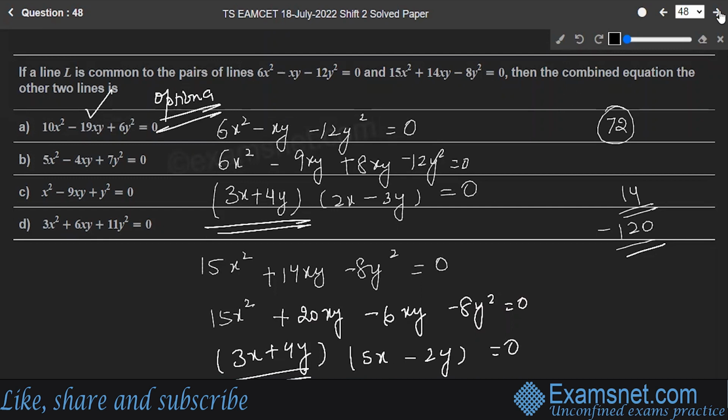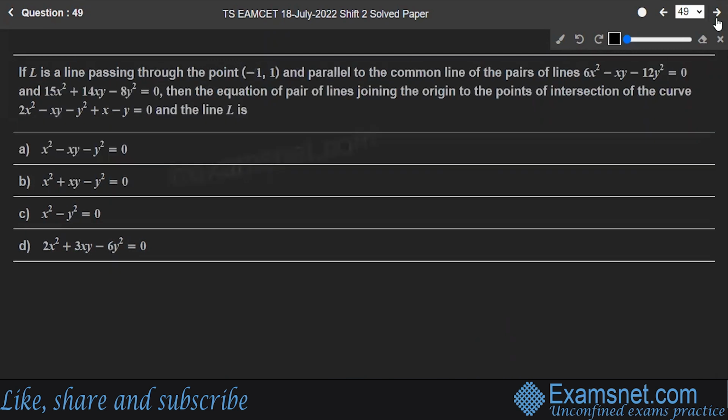Hope you got that. Next is question number 49. If L is the line passing through the point (1, -1, 1) and parallel to the common line of the pairs of lines given, then the equation of the pair of lines joining the origin to the points of intersection of this curve and the line L is. So first thing, you have to find out the common line of the two pairs.